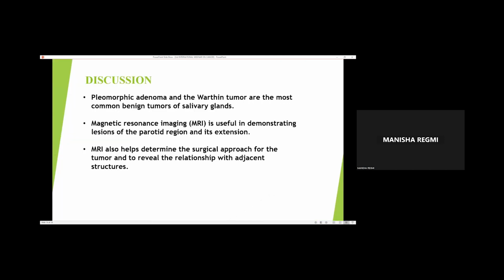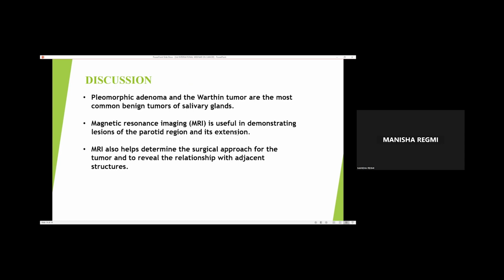Pleomorphic adenoma and Warthin tumor are the most common benign tumors of the salivary glands. That's what we thought in this patient. We thought that pleomorphic adenoma was a fairly common condition in adult salivary gland tumors, so we went with the resection of the same. We did not have in mind that it could be a vascular tumor.